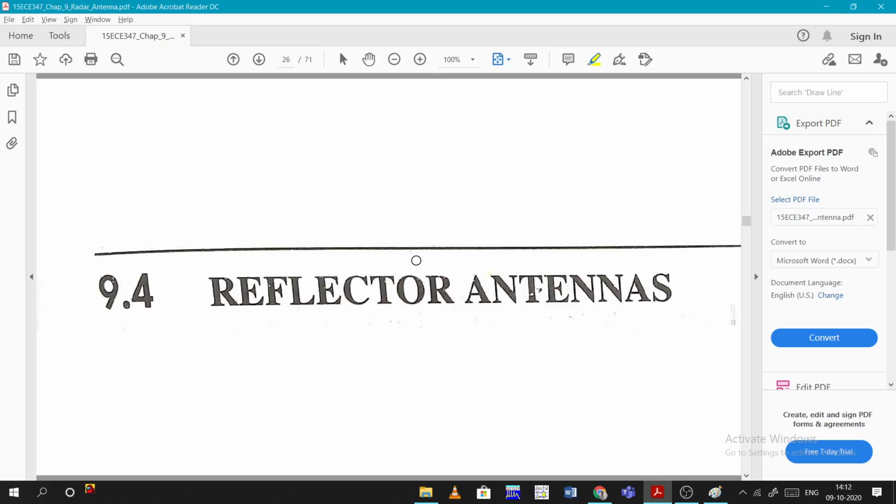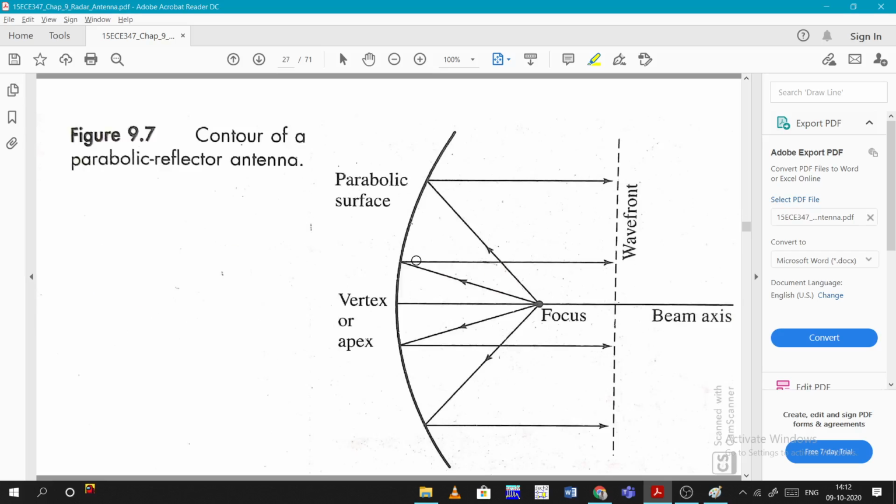Reflector antennas are one type of antenna. We can see it is like a concave mirror, where there will be a focal point. When light is emitted from the focal point and hits the concave surface, the rays become parallel. They reflect in a parallel fashion. So that is one of the uses.